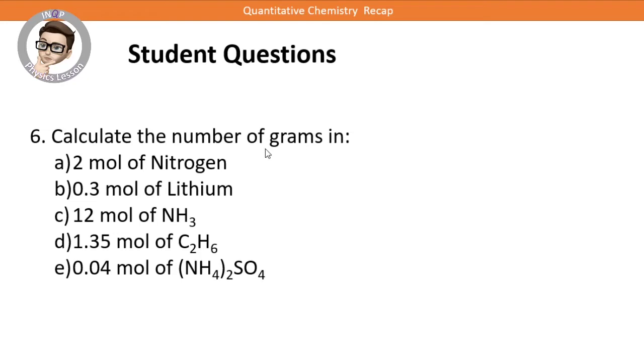So here we've got: calculate the number of grams in 2 moles of nitrogen, so just a single nitrogen atom, 0.3 moles of lithium, a single lithium atom, 12 moles of NH3, 1.35 moles of C2H6, and 0.04 moles of (NH4)2SO4. So what would the mass of these substances be in grams? Remember, the steps are to work out the atomic mass or the molecular mass, and then multiply it by the number of moles you have, because obviously 1 mole will give you that value in grams. Have a go, pause the YouTube video here, and once you've done them, come back, restart it, and we'll go through some answers.